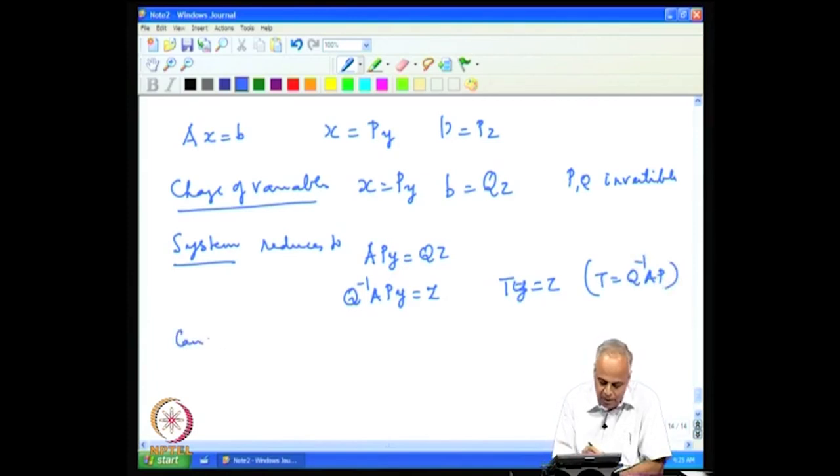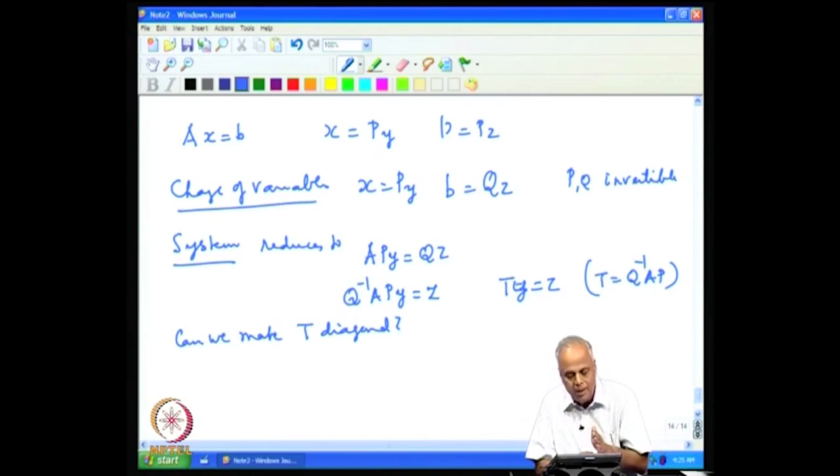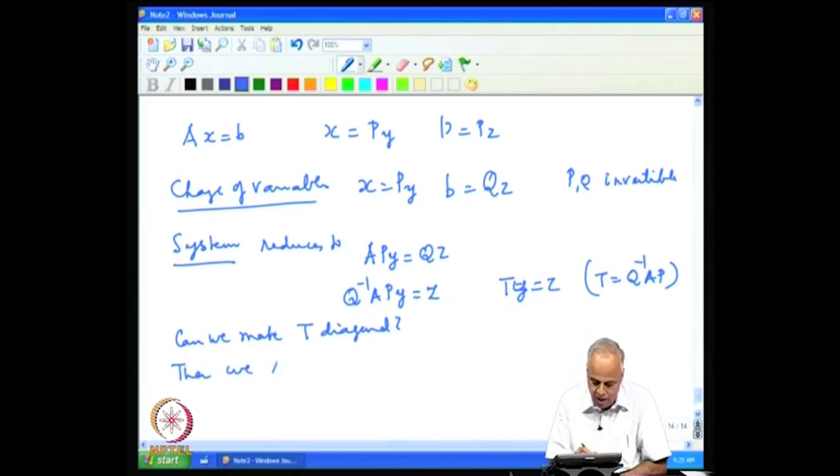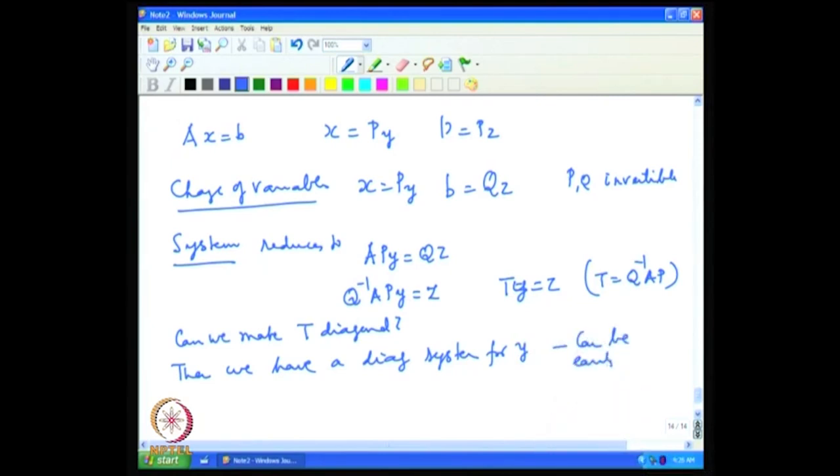Now, we can ask, can we make T diagonal? That is, now we are asking not the same P to be used for both x and b transformations, but a different transformation for b and a different transformation for x, and then try to convert the equation in terms of these new variables. And if by chance we can find a Q and a P such that Q inverse AP is diagonal, then we have a diagonal system for y, and therefore it can be easily handled. And once we have handled the diagonal system for y, we have naturally got x, because x is equal to Py.